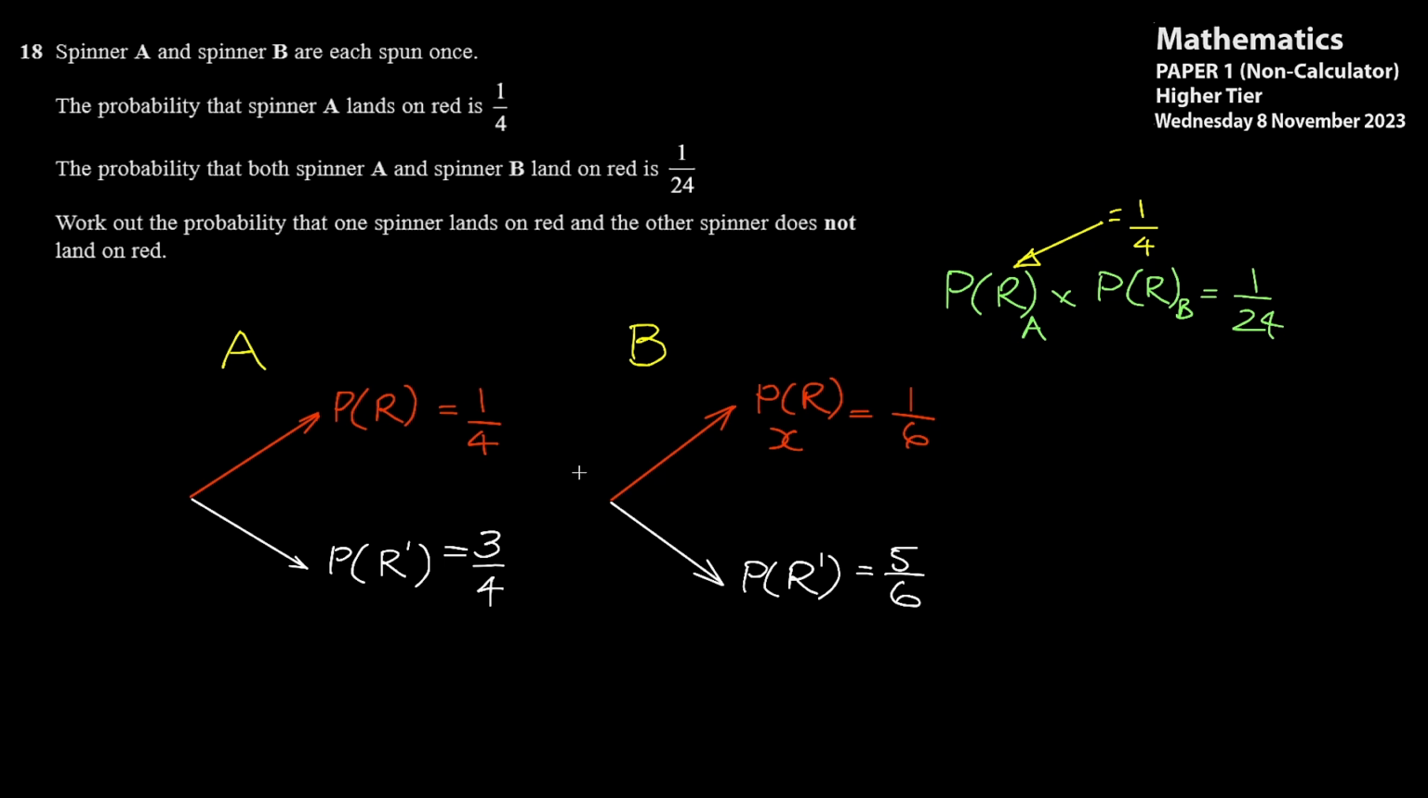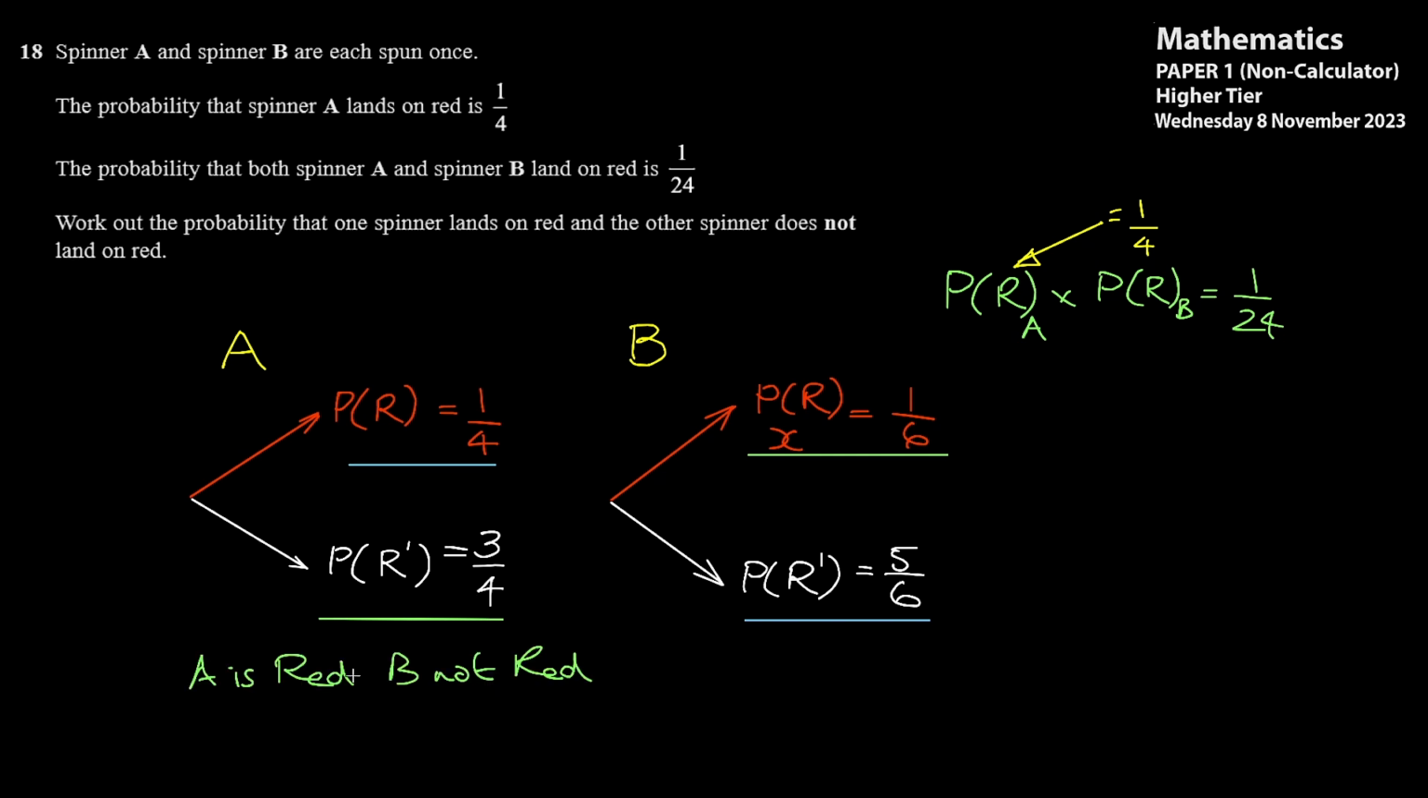So we've got all the probabilities of both of the individual spinners, and we can work out now the probability that one spinner lands on red and the other spinner does not land on red. So this means if A lands on red, then B must not be red. Equally, if B lands on red, then A must not land on red, and we get this probability. So the first probability, A on red and B is not on red, is equal to 1/4 multiplied by the probability of B not red. So this is 5/6. And this is equal to 5/24.